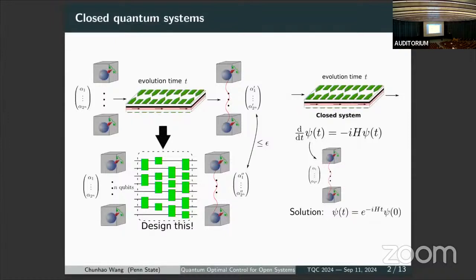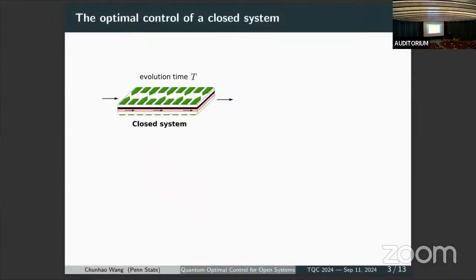There is a closely related problem to this optimal control problem. It's called the Hamiltonian simulation problem. If you wonder what the output state of the system is, you just implement this unitary operator e to the minus iHt by designing a circuit to mimic the behavior of this unitary. We need the output of the circuit to be close to the desired state. So this is the Hamiltonian simulation problem. Once you can simulate the Hamiltonian, then we ask, how can we control this Hamiltonian to get some desired state? This comes to the optimal control problem for closed systems.